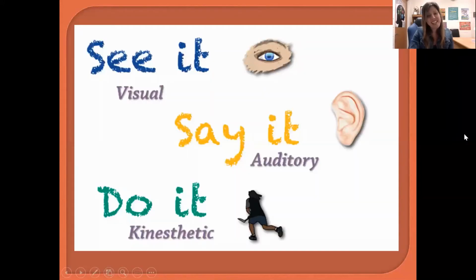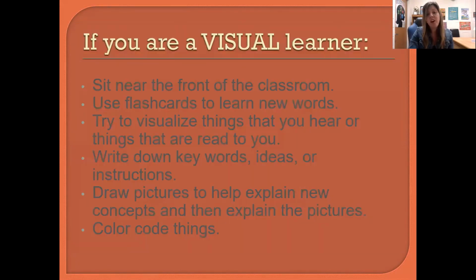So after seeing some of those in some major motion pictures, let's talk a little bit deeper about what this would look like. If you are a visual learner, some strategies that would be beneficial for you would be to sit near the front of the classroom. You're going to be seeing things, you want to be able to see them well. For studying, use flashcards because that way you can flip through and see them to help you learn new words.